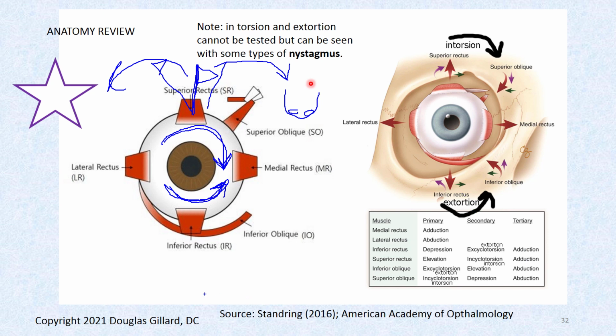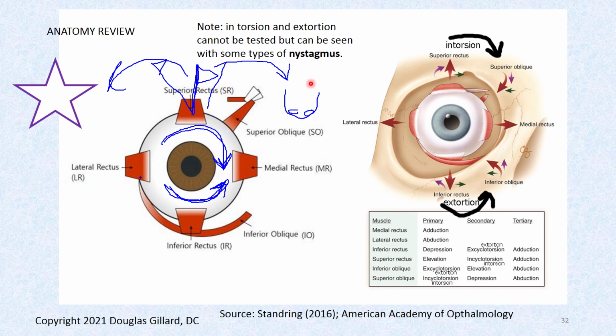Right? So inferior rectus is down and in, so it's depression. Extorsion, can't test it though, so that may or may not be on a test question. And the tertiary movement of inferior rectus is adduction, also adduction. See how that works? Might as well do lateral rectus.